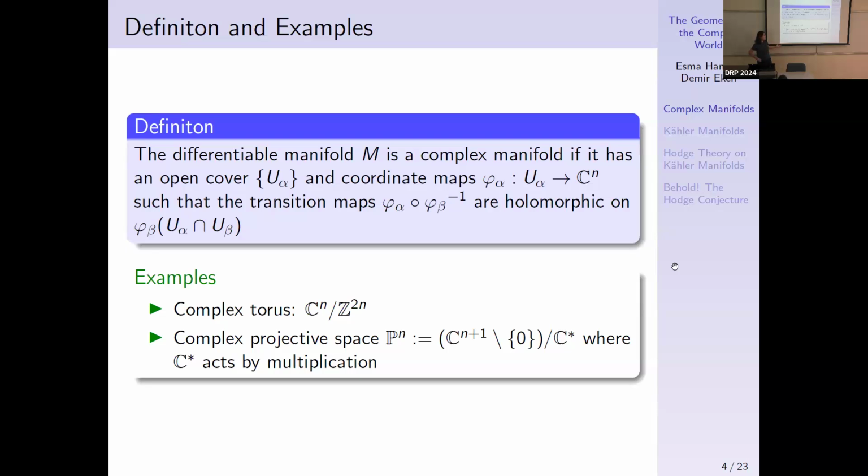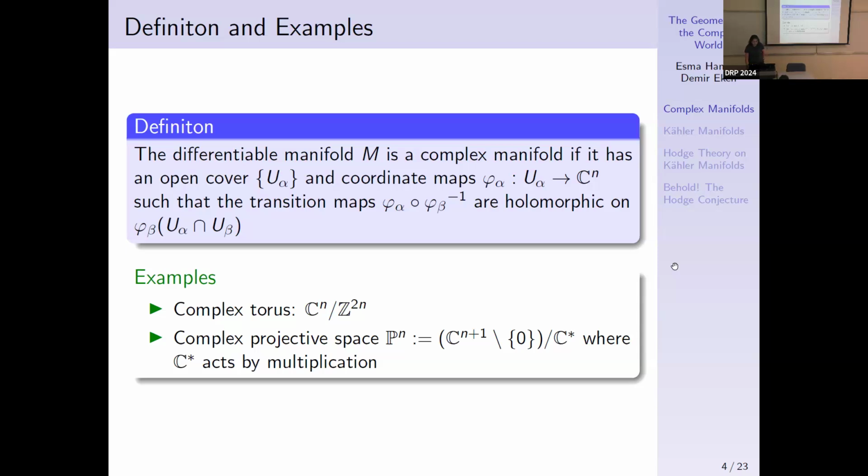An example would be the torus. Our friend the torus is a complex manifold. Also, a classical example would be projective space. You can think of it as a complex line like this.